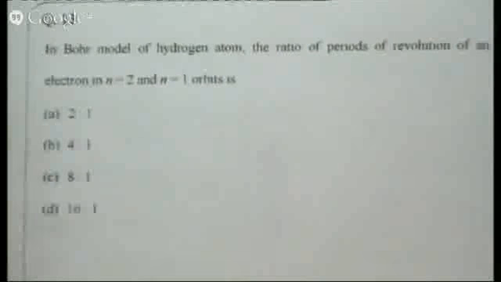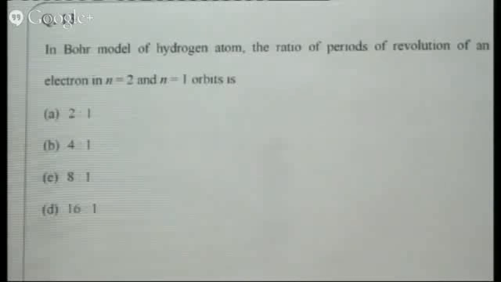In Bohr's model of hydrogen atom, the ratio of the periods of revolution of an electron in n equals 2 and n equals 1 orbits is how much? Did I give you the expression for time period? Formula याद है आपको? Check करो. How does T vary with n? लिखाया था मैंने आपको. T is directly proportional to n cube. होता है ना? So if T is directly proportional to n cube, so what will be the ratio? 8:1.